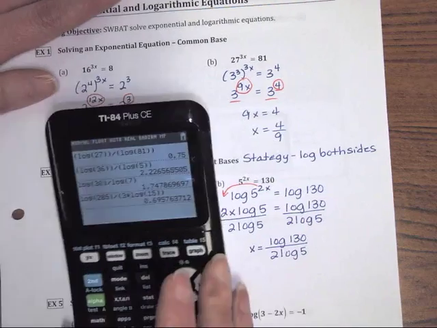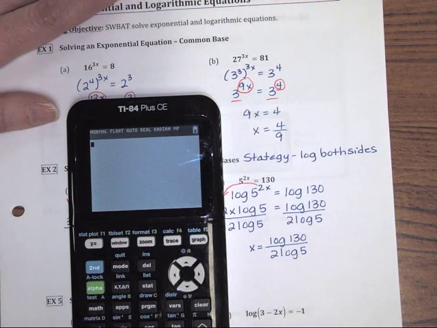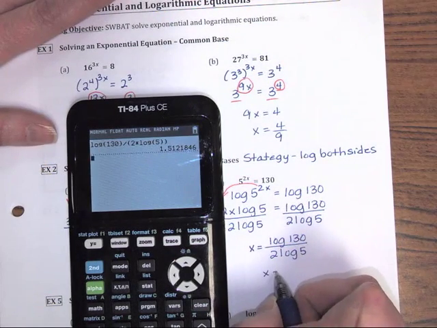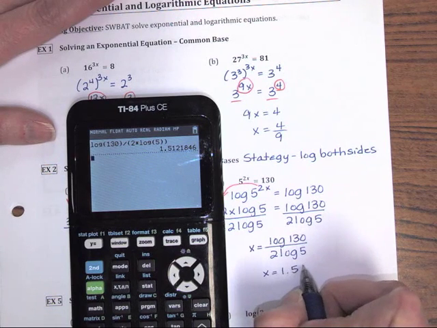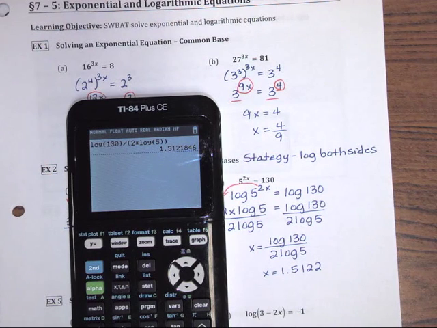log 5. So again, we're going to put this lovely into our calculator. I have log 130 divided by 2 times log 5. Close, close. And I get x equals 1.5122.